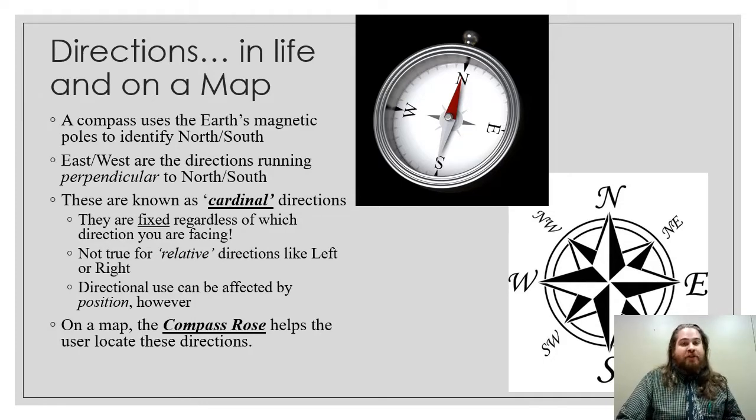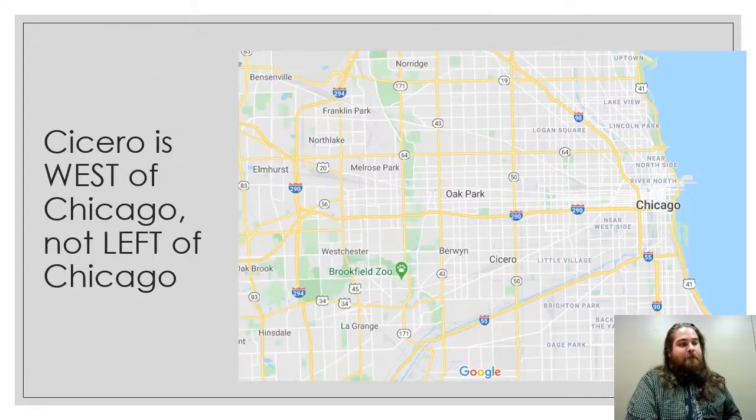So north is always north, south is always south, as opposed to this idea of relative directions like, oh, turn left, turn right, that can change depending on how you're looking at it. And so remember your cardinal directions. Every map has a compass rose that's going to let you know what north, south, east, and west are, but usually up is going to be north on a standard map. And so if we look at this map right here, it's very clear to see that Cicero is not left of Chicago. Cicero is indeed west of Chicago.